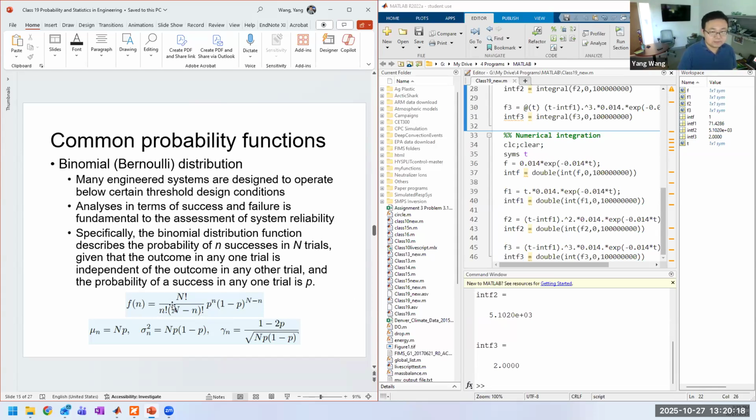So this is the binomial or Bernoulli distribution. We're going to give an example later on. For this discrete probability distribution function, the mean value is going to be capital N multiplied by P, and the standard deviation and the skewness are going to have these values.